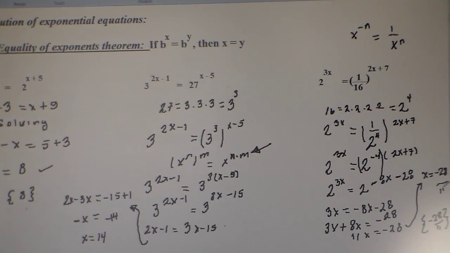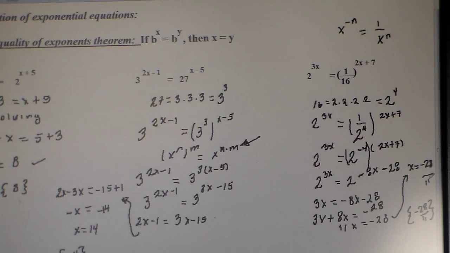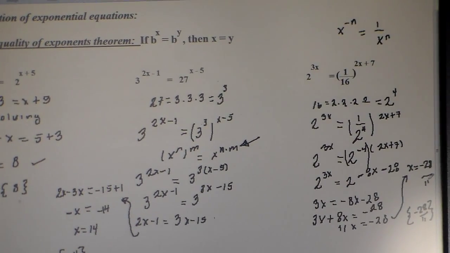Let me move the camera a little bit so that you can see the solution in this case. Then the solution is negative 28 over 11. As you see, I have solved, in this case, 3 exercises using the equality of exponent theorem. Now, in the next video, we're going to see how to solve exponential equations using logarithms.